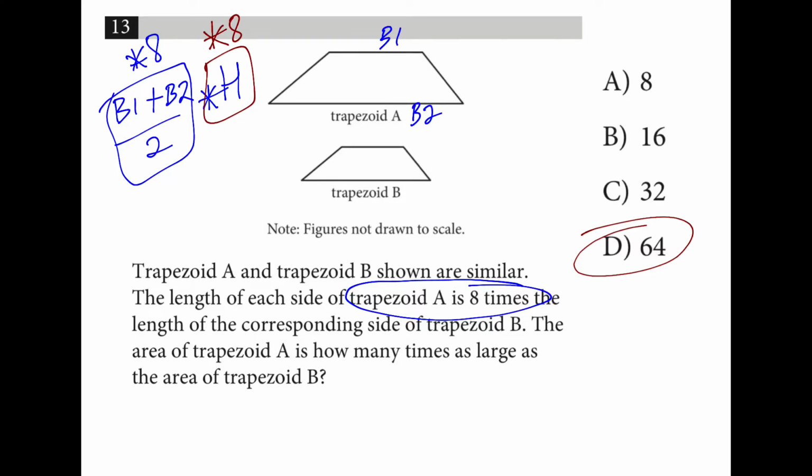If you weren't sure what you're doing, you could try a test case with some actual numbers for every side length and build from there to figure out the height and the area, and then multiply by 8, and you would find that 64 works just fine.